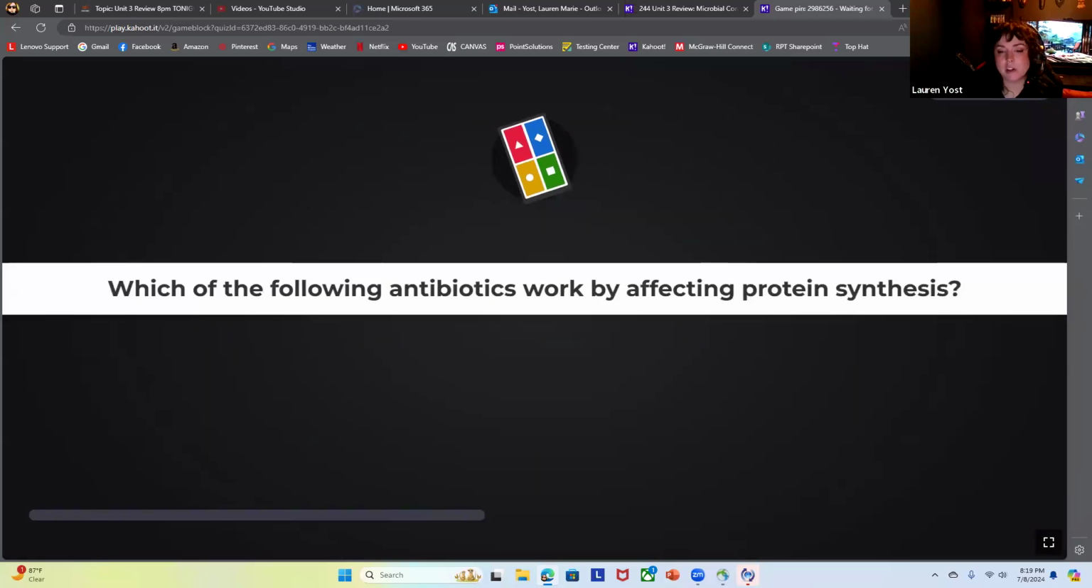All right, which of the following antibiotics work by affecting protein synthesis?